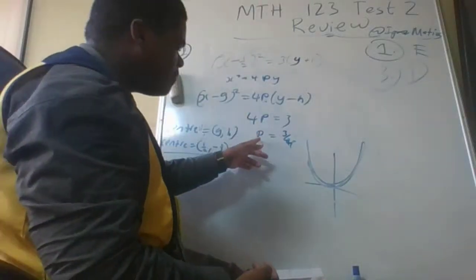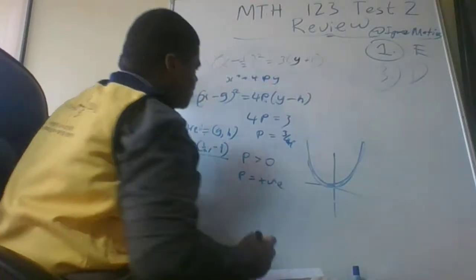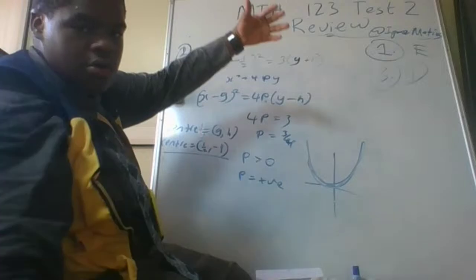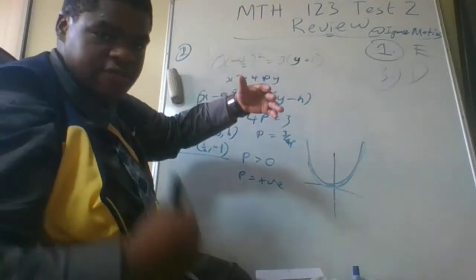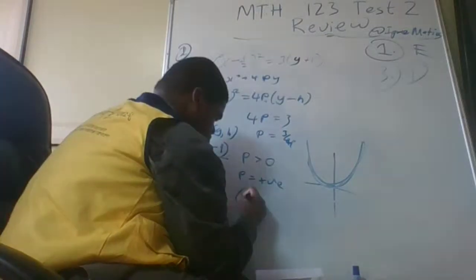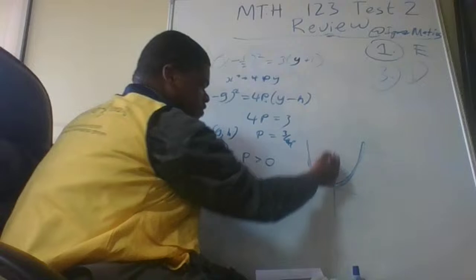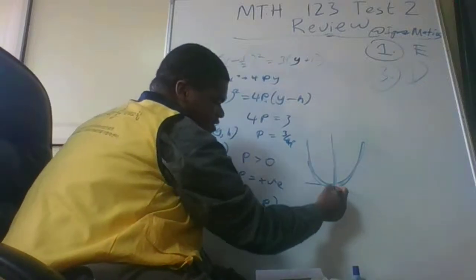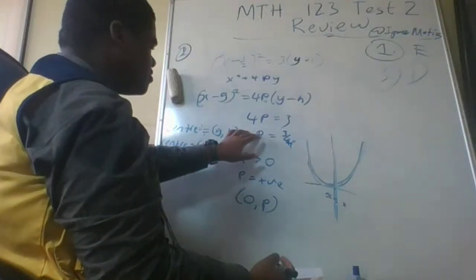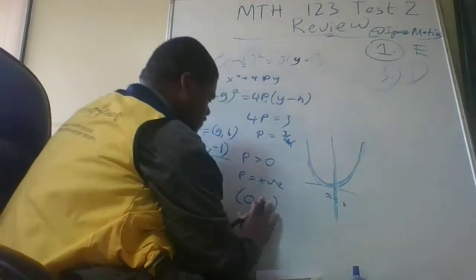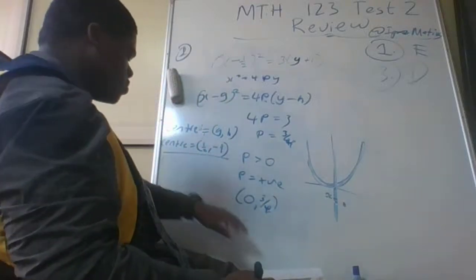And if you check our value for p, it is greater than 0. So our value for p is positive, so it's going to curve up and not down. If our value for p was negative, it's going to curve down. But since our value for p is positive, it's going to curve up. So we have 0, p. The reason why it is 0, p is because it's on the y-axis, and on the y-axis, x is going to equal 0. So you have 0, p. Now our value for p is going to be 3 over 4.